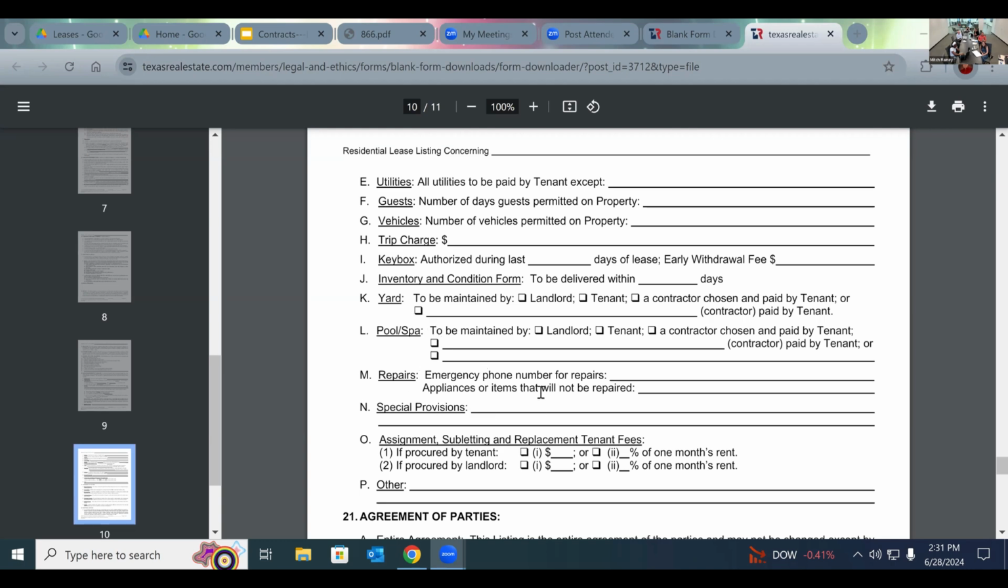Repairs, emergency phone numbers. This is a number that the landlord needs to make sure is monitored 24/7. If there's a water main that breaks, I want to know about it. And then that goes right onto your lease.